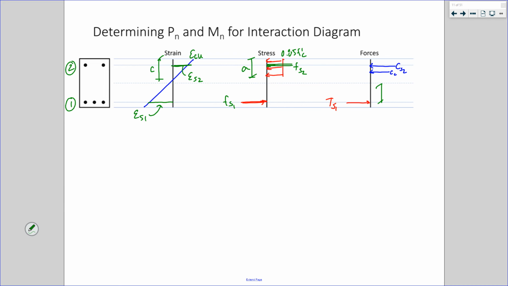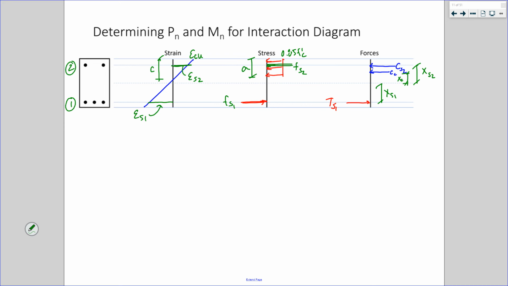This I'm going to call X, S1. This X, S2, the distance from the centroid to my force, the centroid of my force in my tension steel, XS1, distance from my centroid to my centroid of my compression, where the resulting compression force from my compression steel is, XS2, and then this little guy, XC.